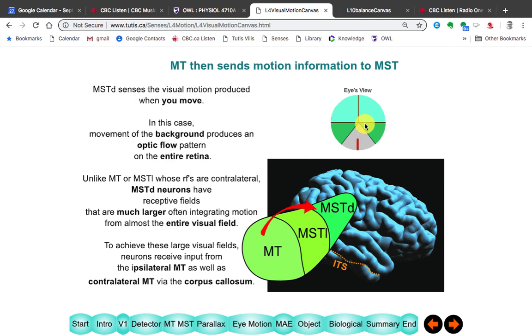And because the pattern on the whole retina is important, this place here has a property that it has input from the whole visual field, the left visual field and the right visual field. We saw before that FFA had the same property, because when you look at a face, you want to see the left side of the face and the right side of the face. Well, here too, to discover what direction you're moving in, you have to know what's happening from both sides of the retina. And we'll see in a moment why that's so important.